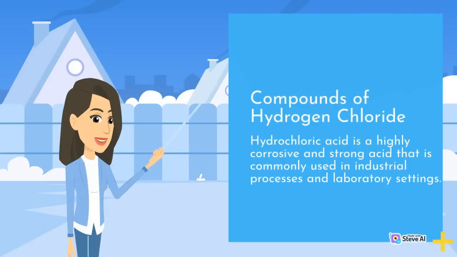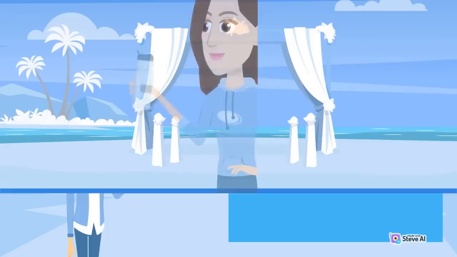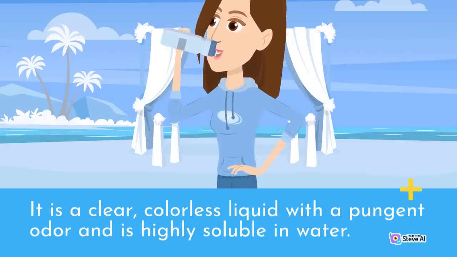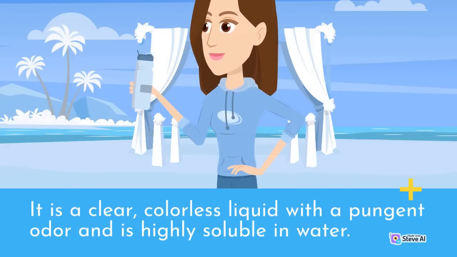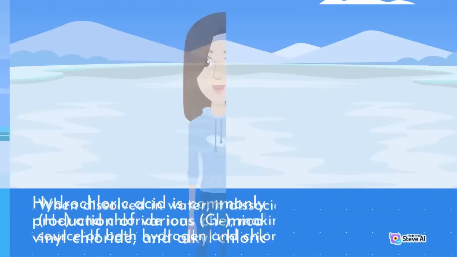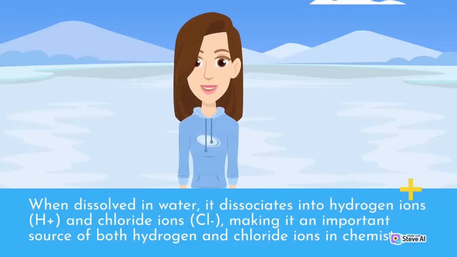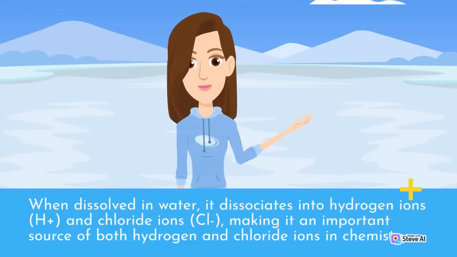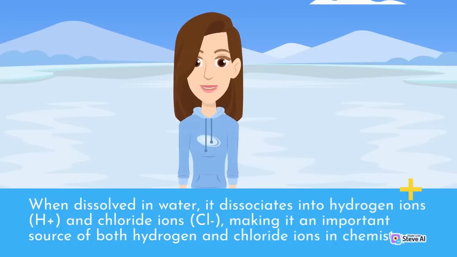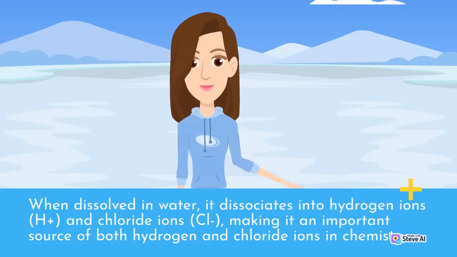Compounds of hydrogen chloride. Hydrochloric acid is a highly corrosive and strong acid that is commonly used in industrial processes and laboratory settings. It is a clear, colorless liquid with a pungent odor and is highly soluble in water. When dissolved in water, it dissociates into hydrogen ions, H+, and chloride ions, Cl-, making it an important source of both hydrogen and chloride ions in chemistry.